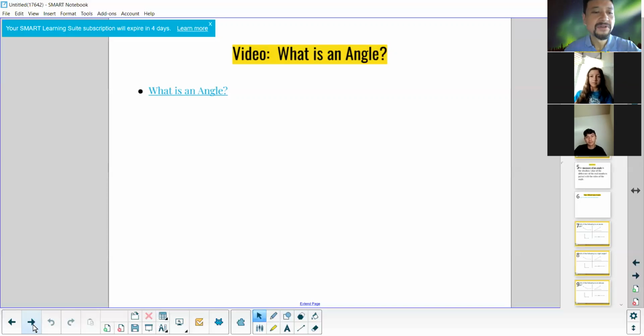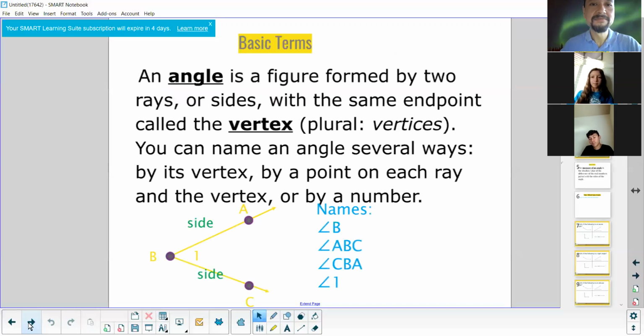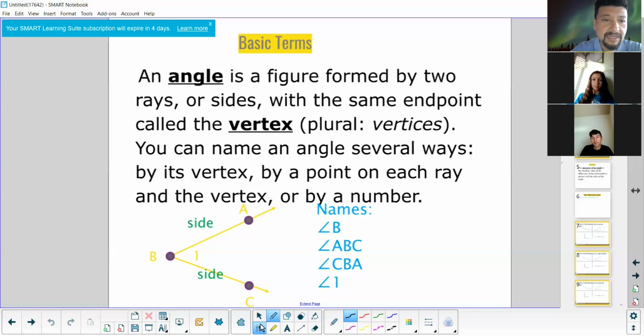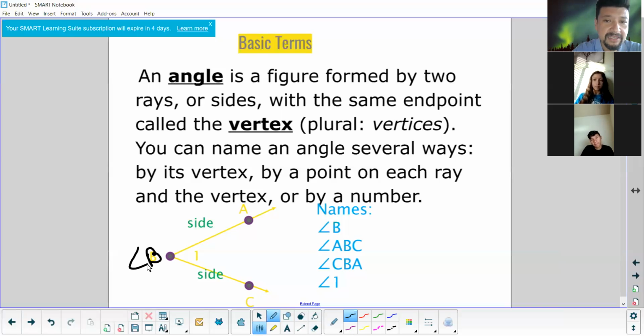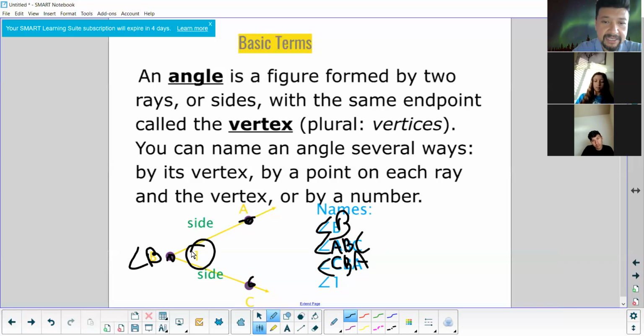Okay. So Marcus, go ahead and read this. An angle is a figure formed by two rays or sides with the same endpoint called the vertex. You can name an angle several ways: by its vertex point, by a point on each ray and the vertex, or by a number. Yeah, so we're going to discover that angle B, you can name it angle B, or you can name it angle ABC, because you got 3 points on here. And you could go opposite in the 3 points, or you can name it by its number.